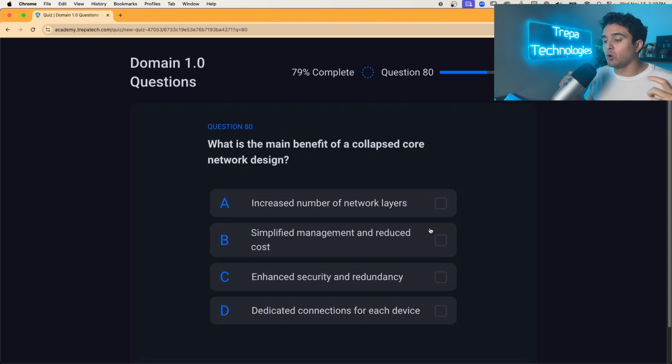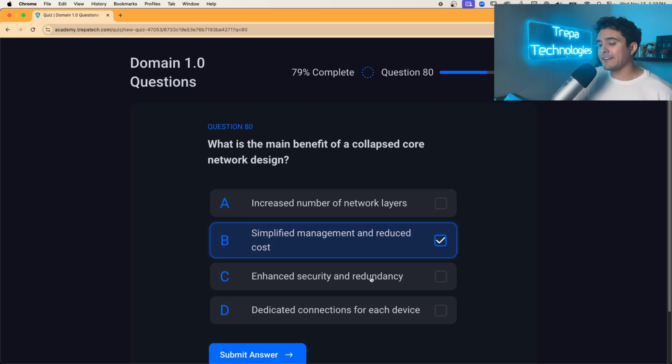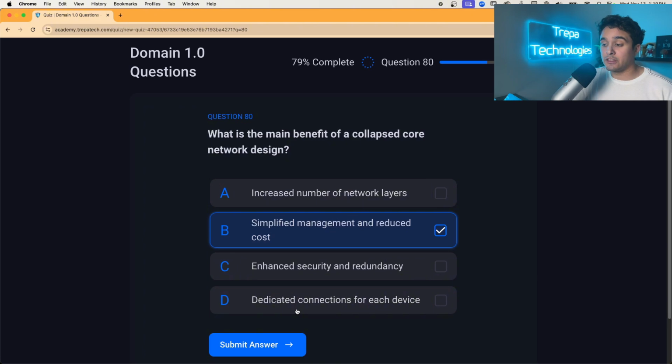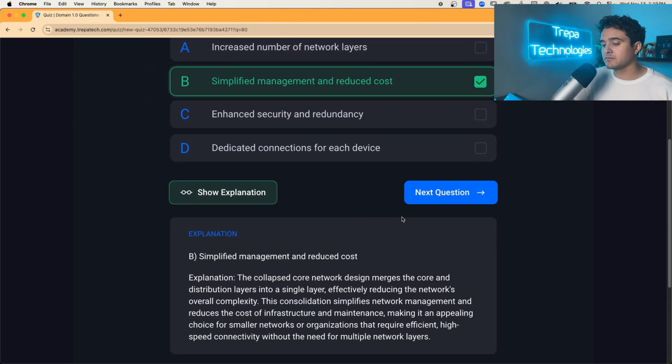With the collapsed core, we're going to combine that core and distribution layer for our small to mid-sized environments that maybe don't need that robustness of a total 3-tier core topology. But so our main benefit: simplify management and the cost, really the reduced cost.